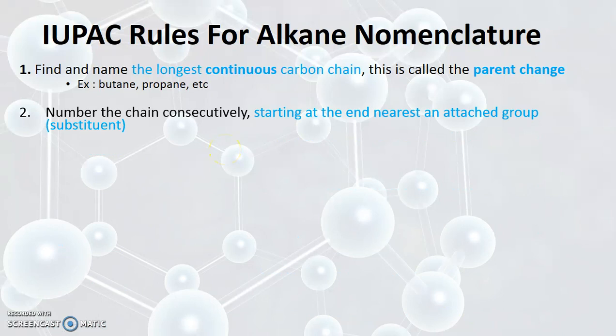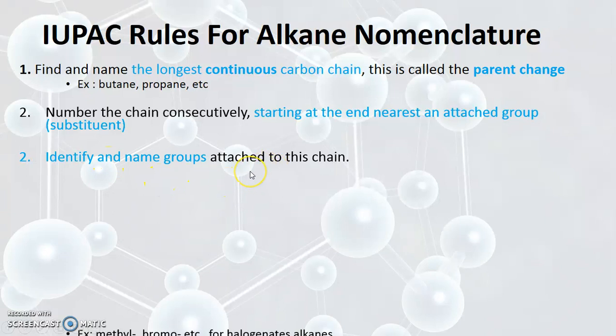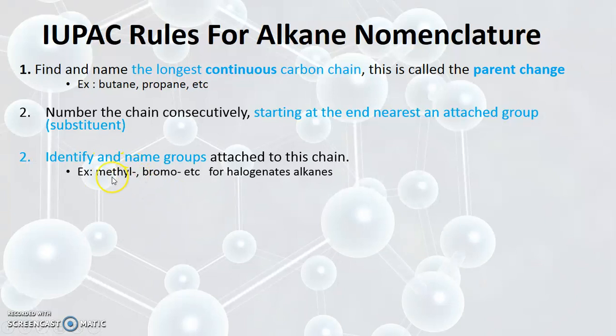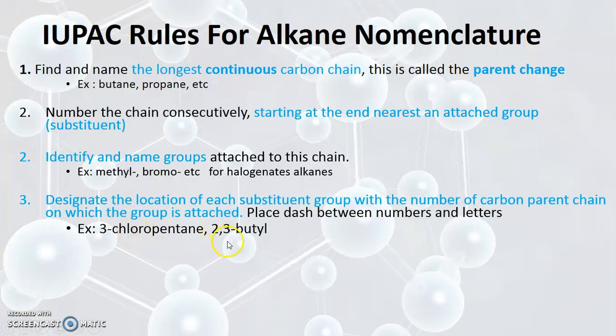Once I have found the largest carbon chain, I need to number the chain. When I number this, I need to start at the end that has the closest attached groups. We'll look at an example which will make this step a little clearer. Then I would identify, name, and number the attached side chains. If there was a one-carbon side chain, I would name it a methyl. A two-carbon side chain, an ethyl. So if there was, I'm just ignoring this, this would mean that on the third carbon there was a propyl, a three-carbon side chain attached.